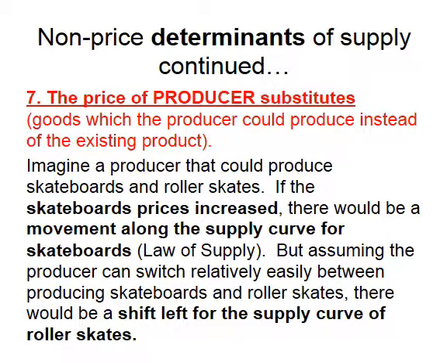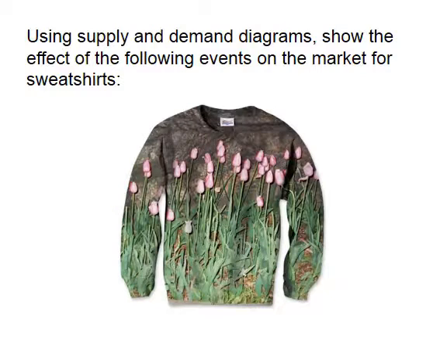Because what's happening here is, if the price of the good you're tracking, the price of skateboards, goes up, then you have a movement along the supply curve for skateboards. You're going to respond by producing more, and quantity supplied goes up. But when we look at a different product other than skateboards, if the producer has switched their production more and more to skateboards, it means that they'll be making fewer roller skates, and so there'll be a shift left for the supply curve of the roller skates.